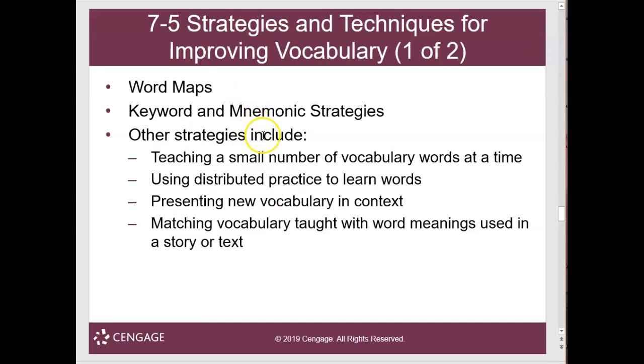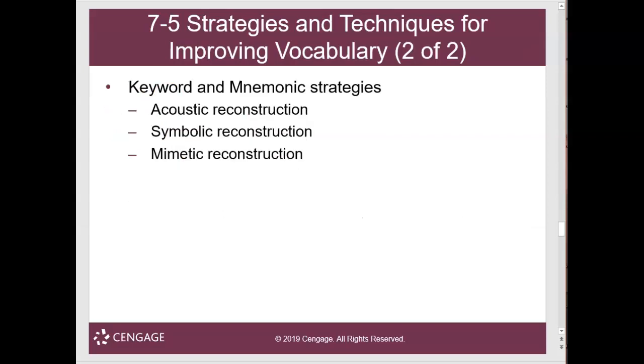So other strategies include a small number of vocabulary words at a time, presenting new vocabulary in context, so not just kind of out in left field by itself, and then matching vocabulary taught with word meanings used in a story or text. Keyword, we also talk about that in 763, so you have to come back to 763 to learn more about keyword and mnemonic strategies. But here are some examples.